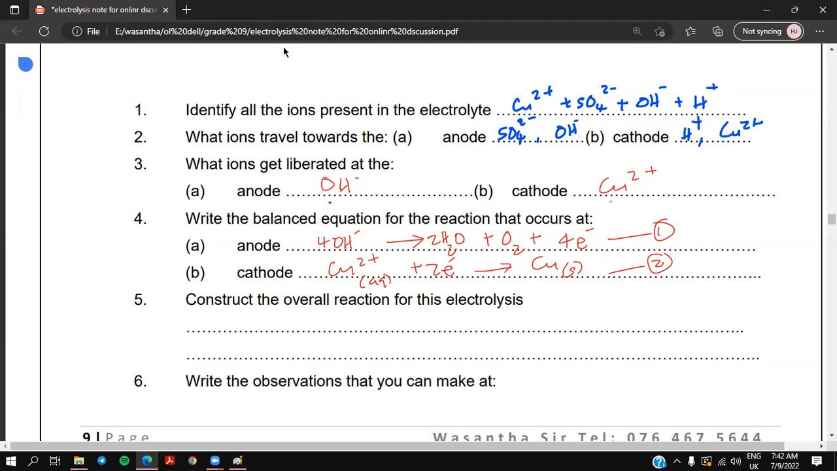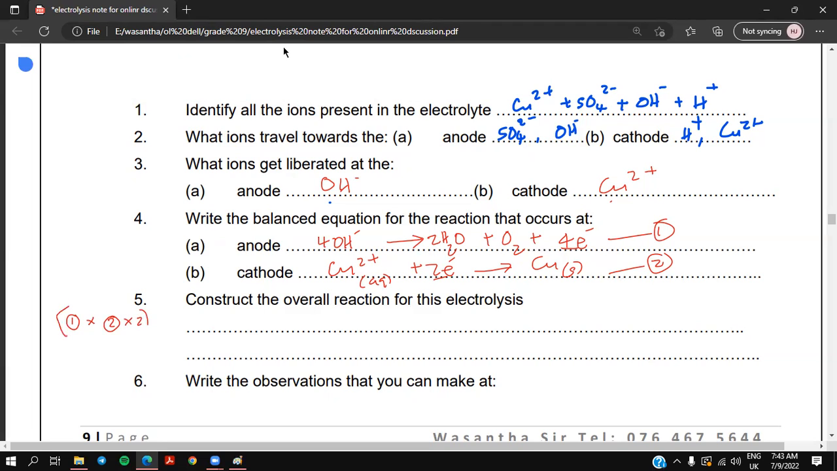Now we have to construct the overall reaction for this electrolysis in the next step. In other words, we have to see what is happening overall in the reaction. How can we do it? We add the anode and cathode reactions together, but there should be equal electrons in the system. The problem is at the anode we have 4 electrons and at the cathode we have 2 electrons. What can I do now? Multiply the whole second equation by 2. Excellent.